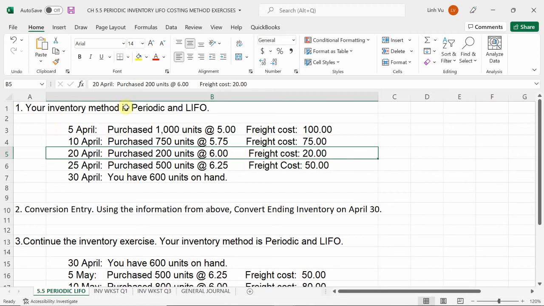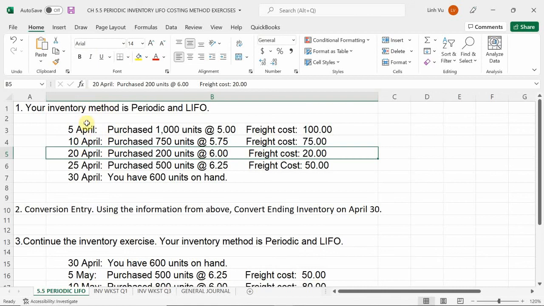Your inventory method is periodic and it's LIFO. So the first thing that we did on April 5th was we purchased 1,000 units at $5 each with a freight cost of $100. So this is what I'm going to assume. I'm going to assume that I made these purchases on account.